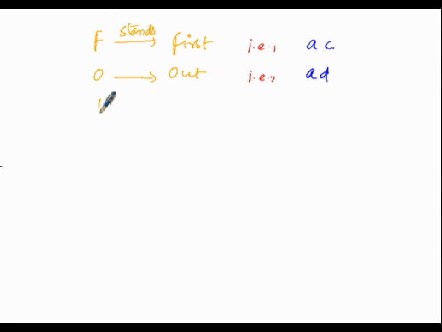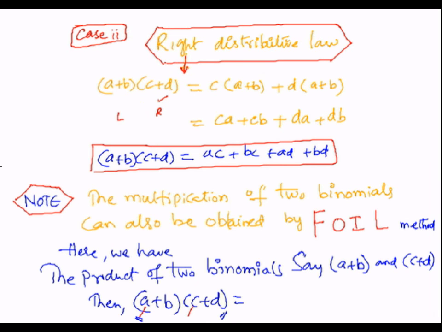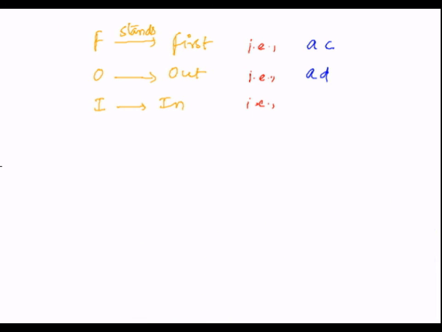Then now the next letter is I, that is inner terms. The terms which are inside the two binomials, so here b and c are the inner terms, and we have to multiply them. So inner terms are b and c, so b into c is bc, as the third term. Then now the last letter is L.